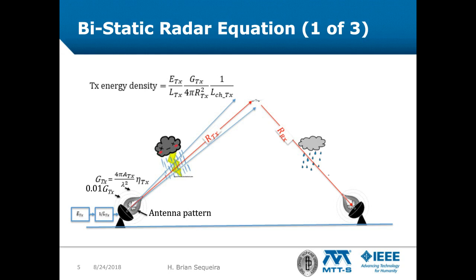So, the radar equation addresses only one component of the total expended energy, namely the energy to illuminate the target, which we denote by E sub Tx as represented by the box in the lower left corner of the screen. Part of the energy is lost in the plumbing that connects E sub Tx to the antenna. Thus, the energy delivered to the antenna is E sub Tx divided by L sub Tx.